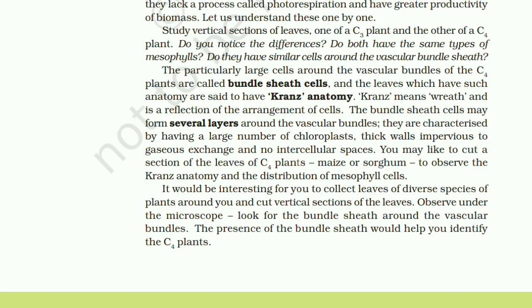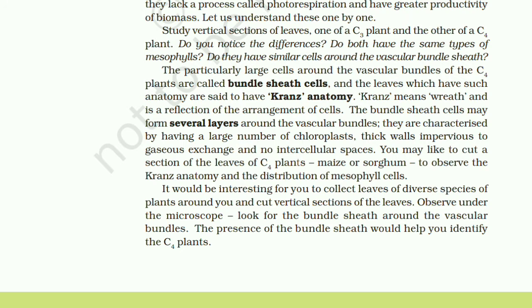Kranz means wreath and is a reflection of the arrangement of cells. The bundle sheath cells may form several layers around the vascular bundles. They are characterized by having a large number of chloroplasts, thick walls impervious to gaseous exchange, and no intercellular spaces. You may like to cut a section of leaves of a C4 plant, maize or sorghum, to observe the Kranz anatomy and the distribution of mesophyll cells.